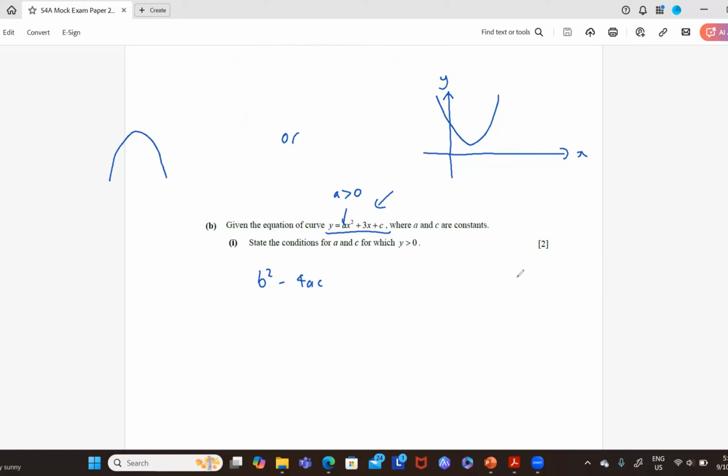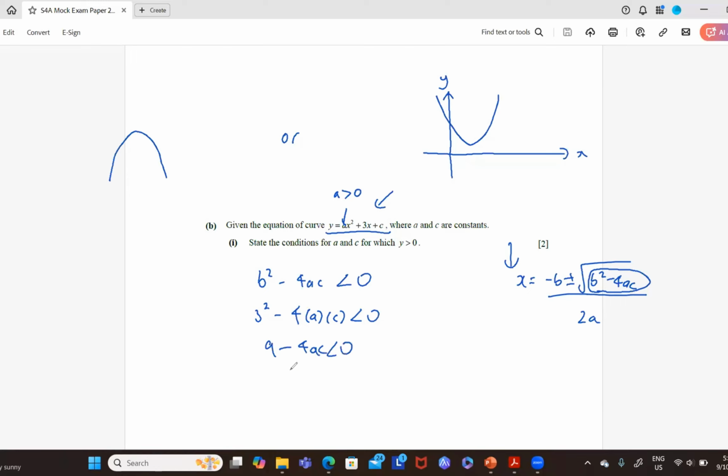Next, once your graph is floating above the x-axis, it does not touch the x-axis, meaning there's no x-intercept. So recall your quadratic formula. When you're solving it and you do not want any value for x, it means the discriminant sitting under the square root has to be a negative value. Square root of a negative won't give you any answer. In inequalities, what is a negative value? It means less than 0. So the discriminant must be less than 0. Throw values inside: 3 squared minus 4ac less than 0. So 9 minus 4ac is less than 0.